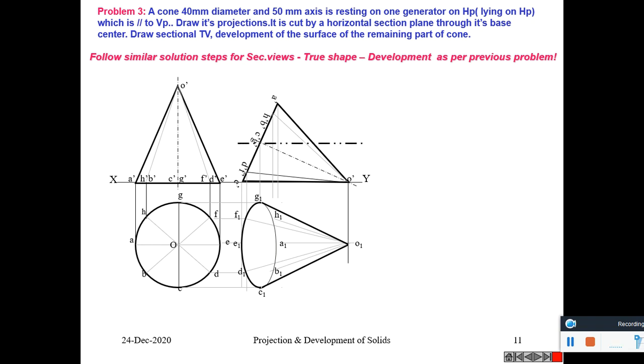Now it is cut by a section plane which is passing through its base center. A plane through its base center. So this is the cutting plane. The top portion is removed. You have to draw its top view. So those points are projected downwards and they are connected using smooth curve and it is hatched.